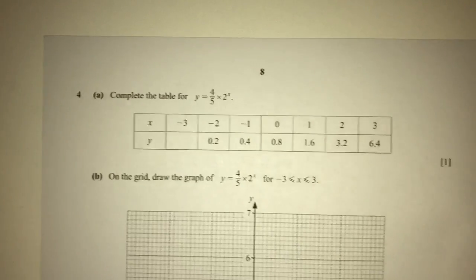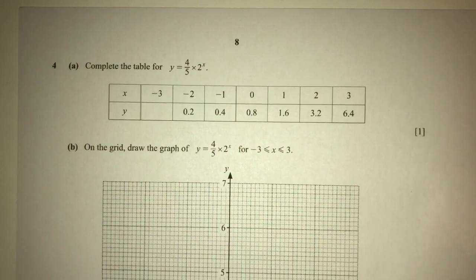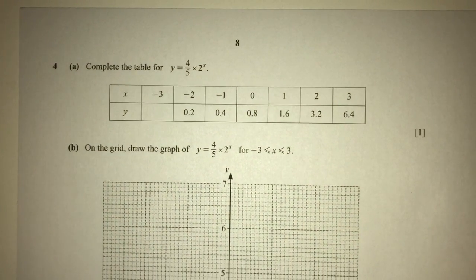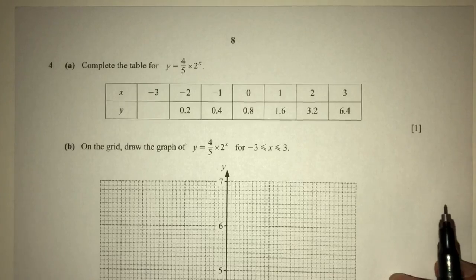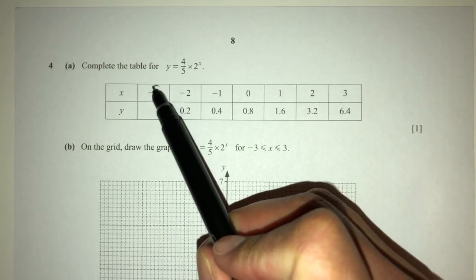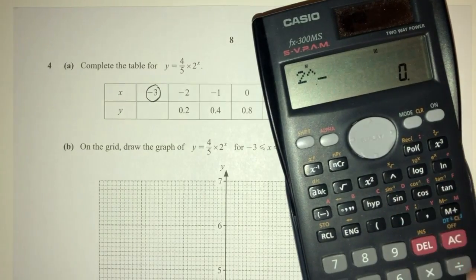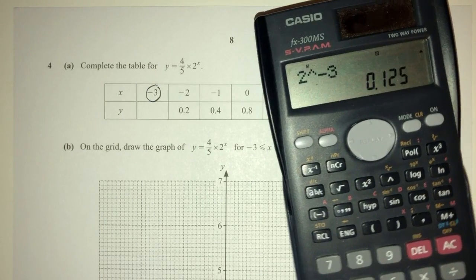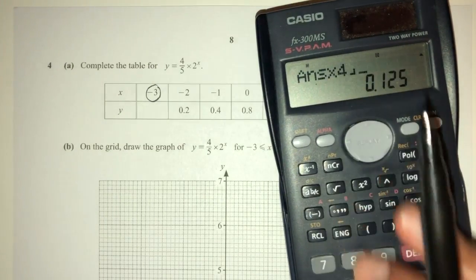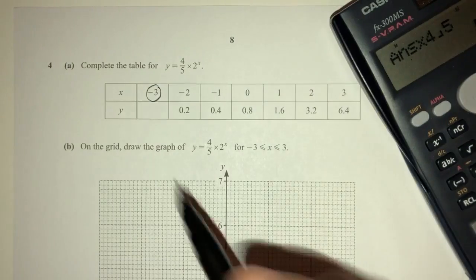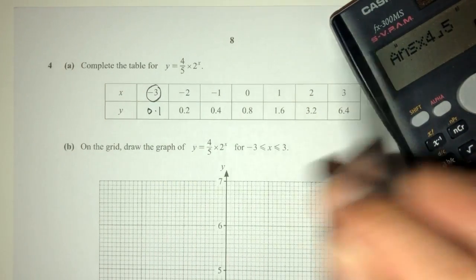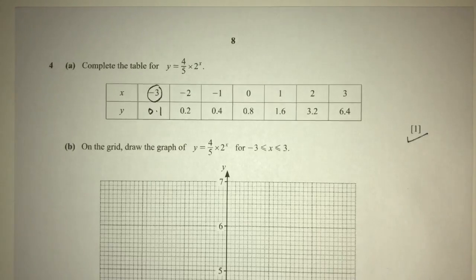Now let's move on to question number 4. So here we have to complete the table for this equation, y equals 4/5 times 2 power x. So very easy. Just replace the value of x here in this one. So you will have what? 2 power minus 3 will be this times 4/5. That will be 0.1. So y will be 0.1. That is 1 mark, done.